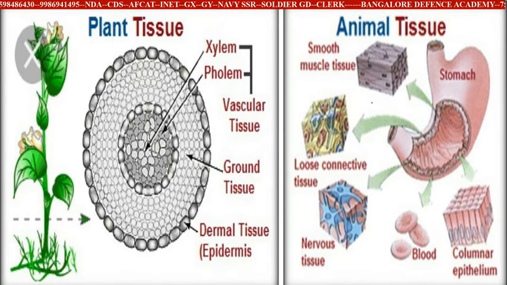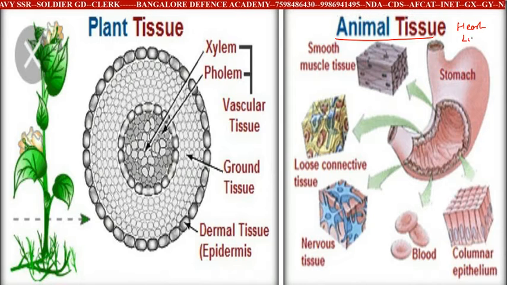The difference between the animal cell and the plant cell, see how it looks. Now when you talk about animal tissue, for example, you have the heart, then the lungs, then the stomach.